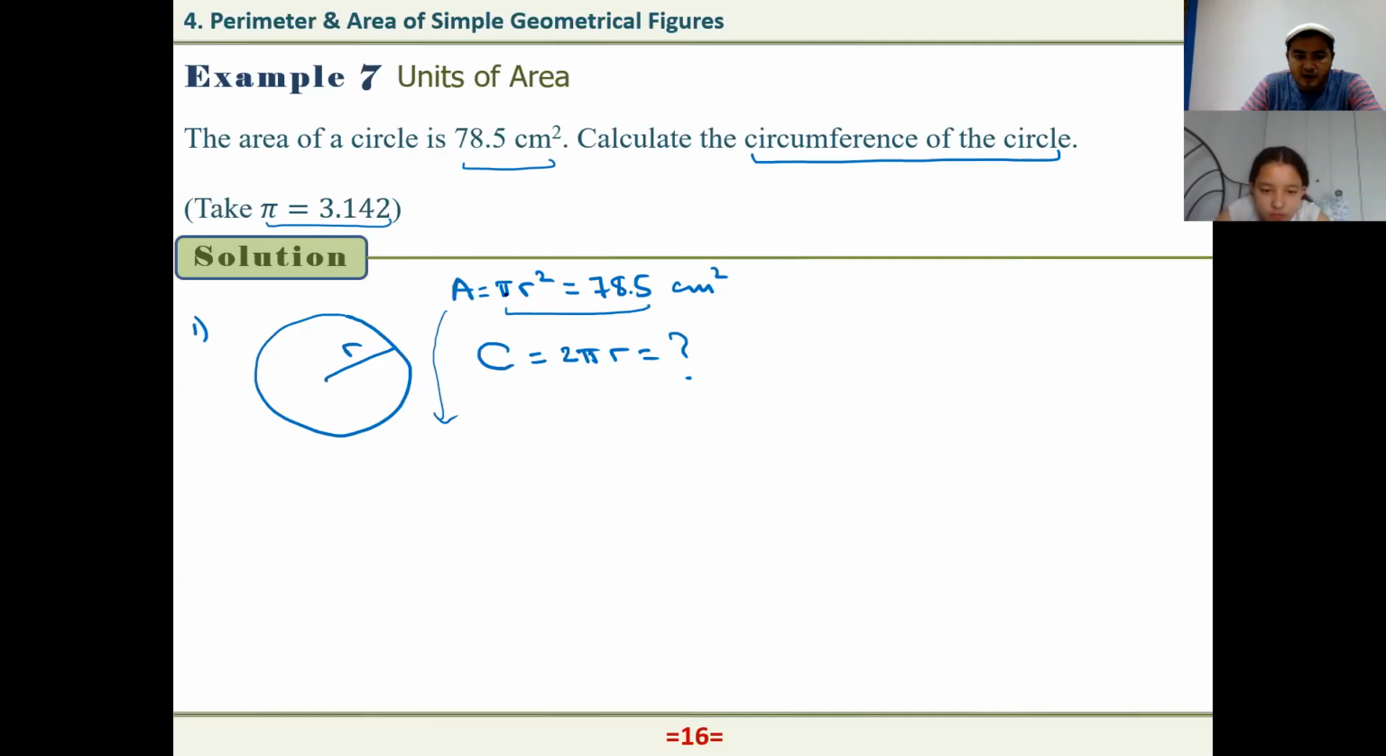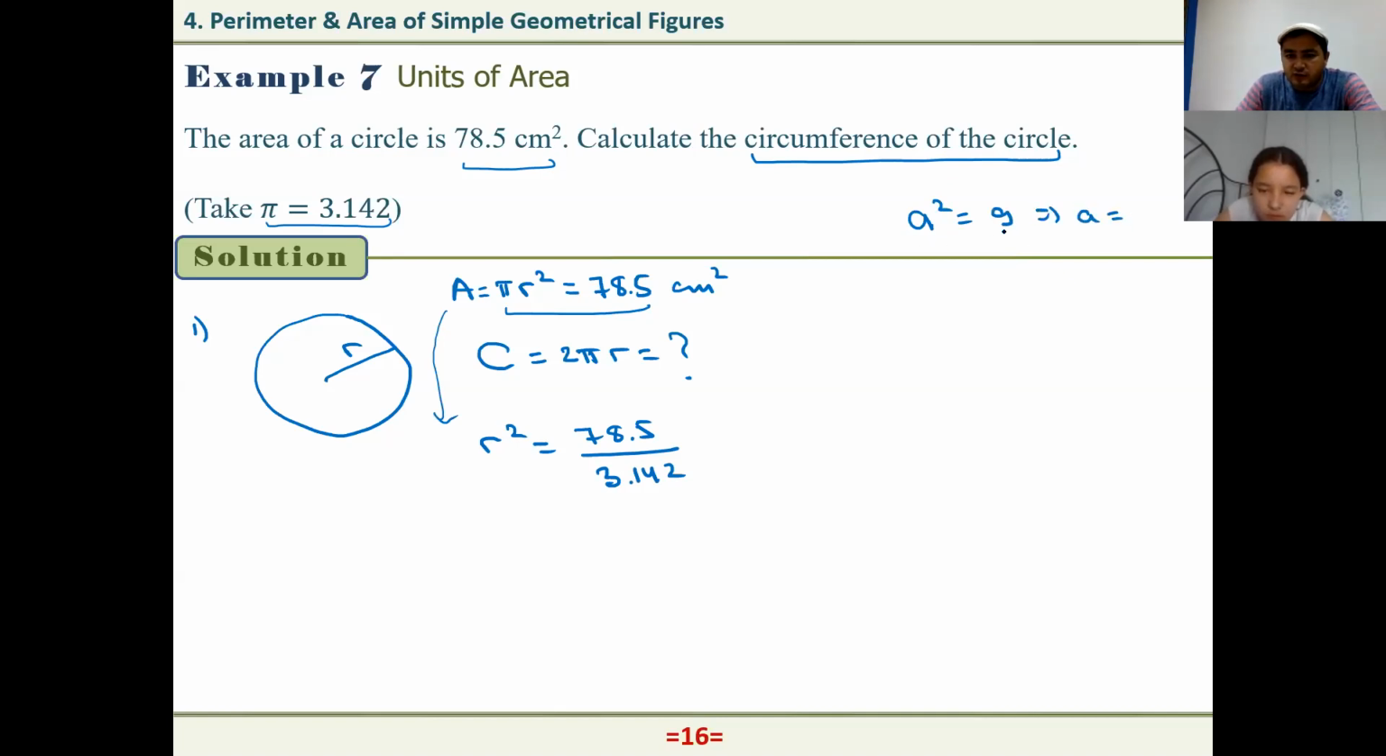Divide both sides by pi. It's a constant number. r squared equals 78.5 over, what is pi? Take pi as this. So I'm going to write here 3.142. Right? And Shahina, if a squared is equal to 9, what is a?